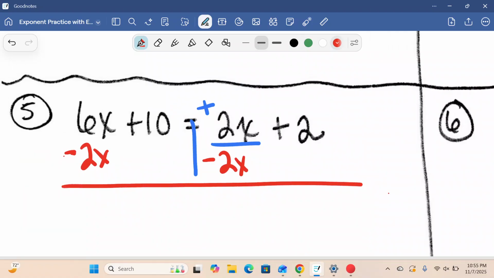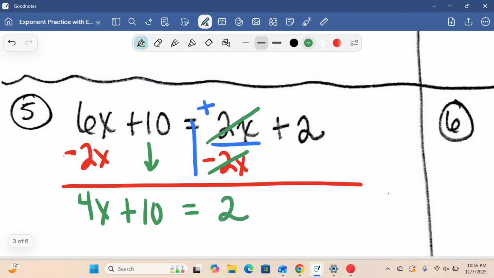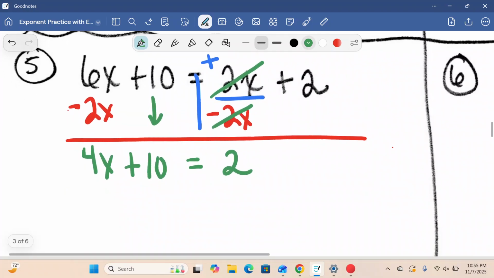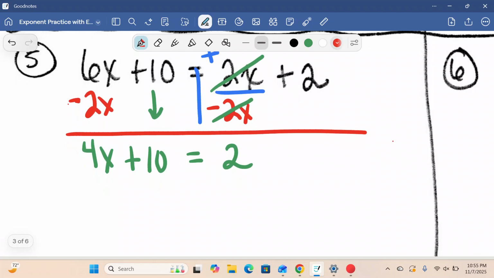And then I go 6x minus 2x, which gives me a total of 4x. And then I'm going to just bring down the positive 10. I'm going to bring down my railroad tracks, the equal signs. And then I have a positive 2x and a negative 2x, which gives me a total of 0, because they do cancel out, which gives me a 2. Now I'm down to my simple one-step equation with variable on one side.